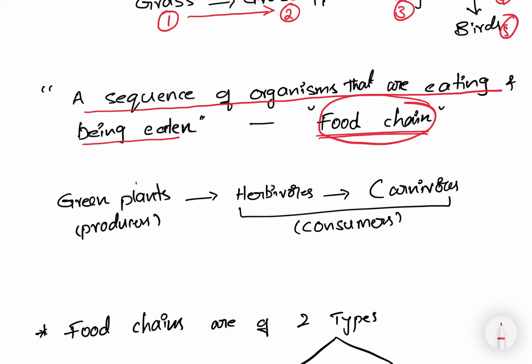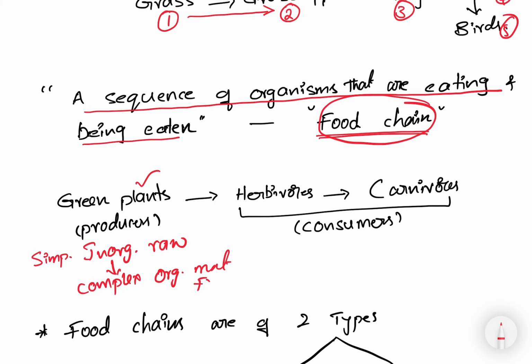will be occupied by green plants, because we all know that green plants can produce food for themselves as well as for other organisms by using simple inorganic raw materials and converting them into complex organic materials. What does complex organic material mean? It is nothing but food. So producers can convert all these simple inorganic substances into complex organic materials. They are also called transducers.